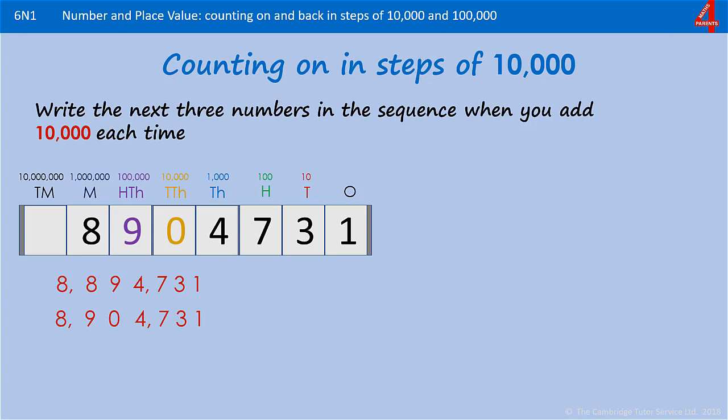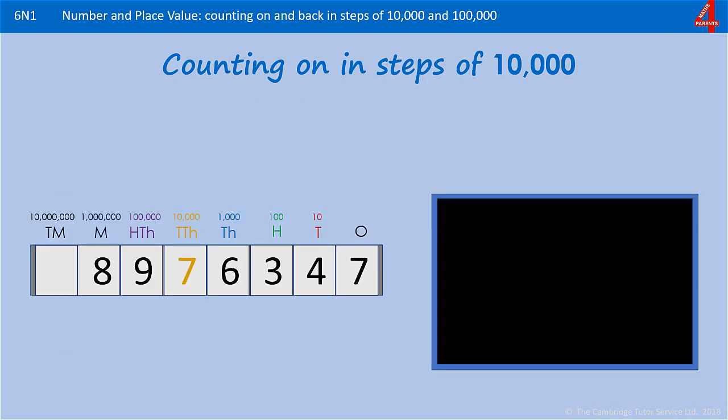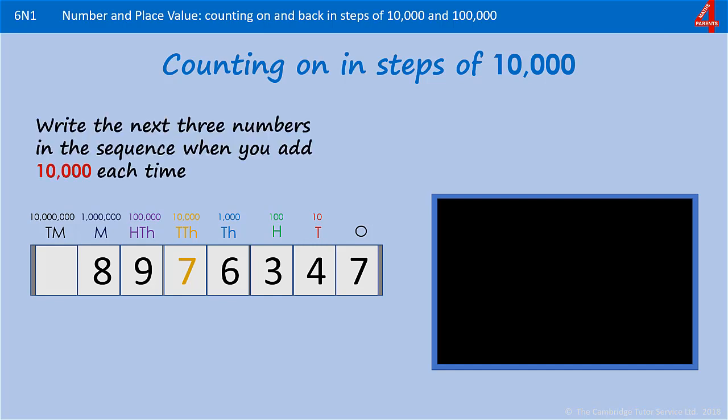The next one's nice and simple because we just have to change what's in the 10,000s column, and that 0 will become a 1. This is one for you to have a go at. You're going to add 10,000 to get the next three numbers in the sequence. Your number is 8,976,347. Pause the video and have a go.